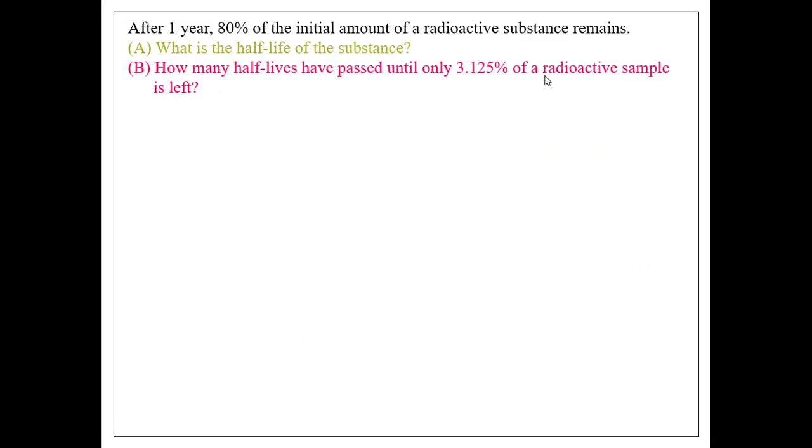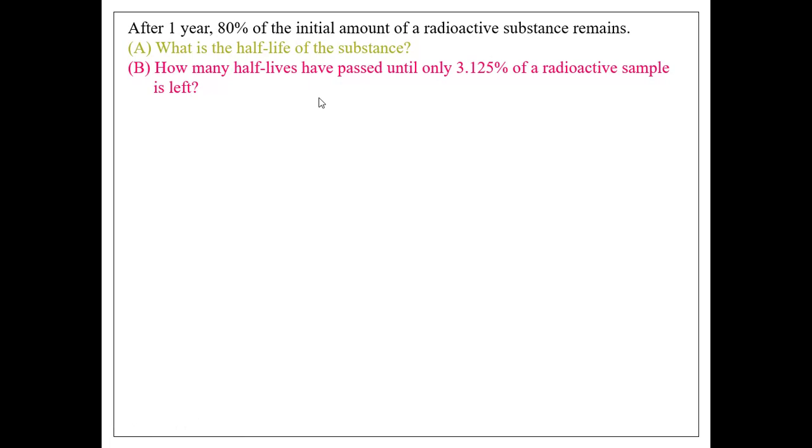All right, let's go ahead and do the second problem of this video. Here, it says after 1 year, 80% of the initial amount of a radioactive substance remains. You notice the initial amount is not given. The time elapsed is given as 1 year, and then the percent of the original amount. If you listened to the first video, the initial amount doesn't really matter for these types of problems, especially when given percentages and fractions.